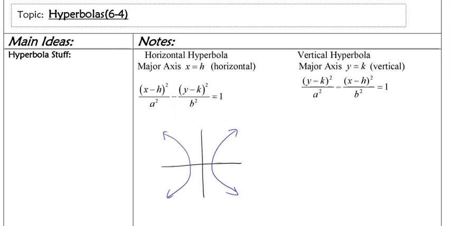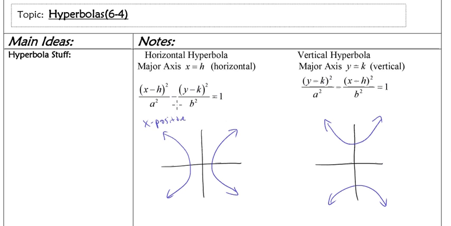So over here, with our y being positive, this one's going to open upward and downward. Again, these are just really rough sketches of what's going on, but when x is positive, we have this situation, and when y is positive, we have this situation over here.